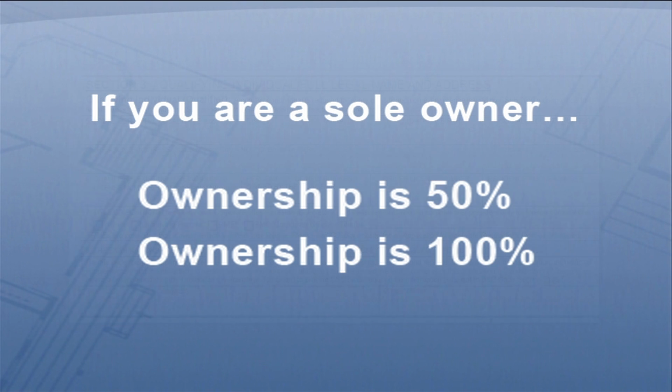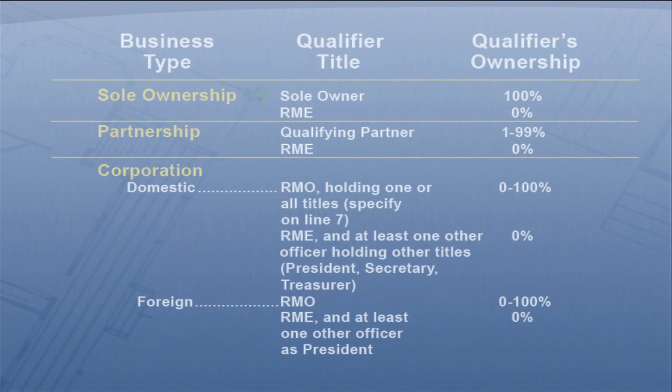Remember, this needs to match the business type. For example, if you're a sole owner, you cannot own only 50% of the business. You'd own 100%, right? Just to help you out, ownership for the qualifier is usually broken down like this. A sole owner, meaning if the qualifier is the only one who owns the business, has 100% ownership. If the qualifier is a responsible managing employee, or RME, with another person acting as the sole owner, the qualifier would own 0%.